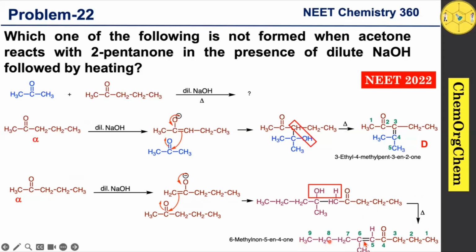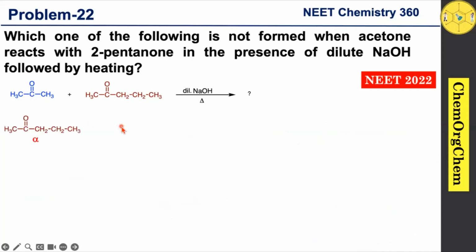So here you see this is the 9 carbon chain. Fourth carbon has ketone, fifth carbon has alkene, and sixth carbon has methyl. So we can name this compound as E. So let's move on. So again 2-pentanone.